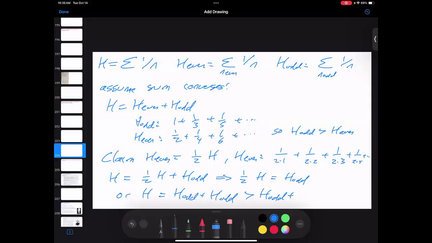What did we just show H odd is greater than? H even. And what's H odd plus H even? H. So we just showed that H is greater than H. So if you assume that the sum converges, we just showed a contradiction.